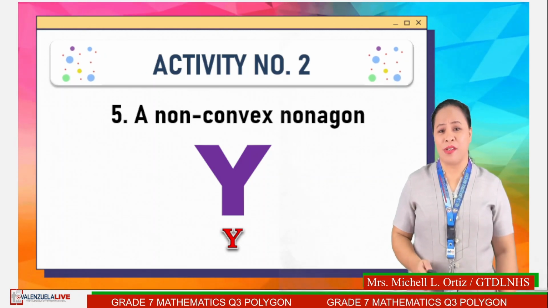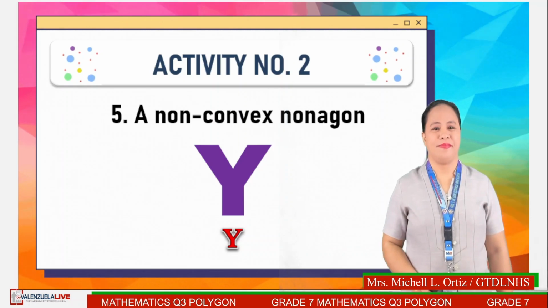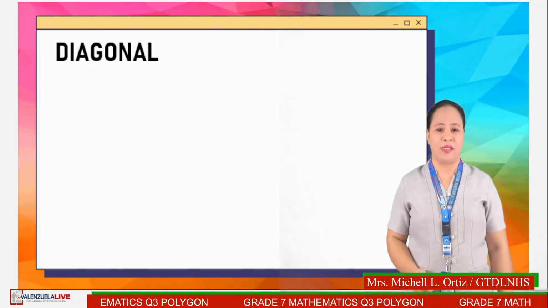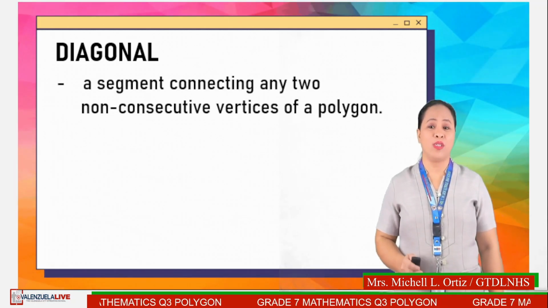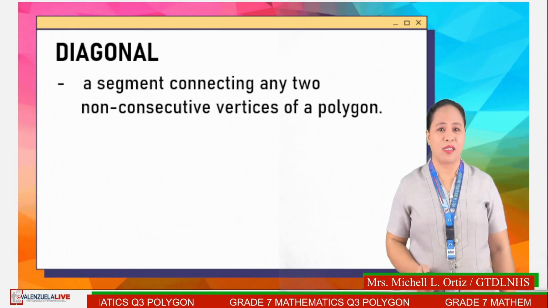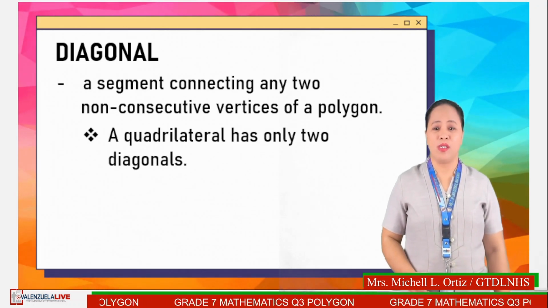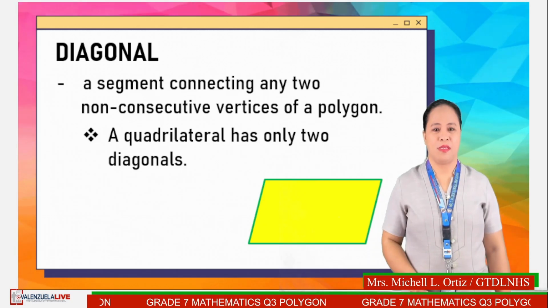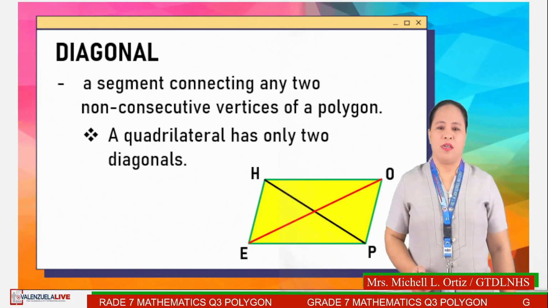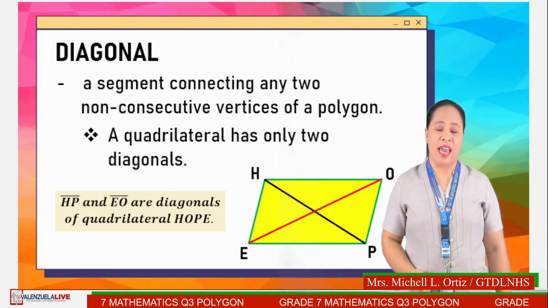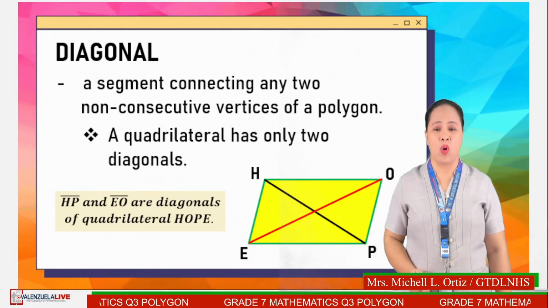Were you able to answer them all correctly? Well done, children. Let us now proceed with diagonal. A diagonal is a segment connecting any two non-consecutive vertices of a polygon. A quadrilateral has only 2 diagonals. Segment HP and segment EO are diagonals of quadrilateral HOPE.